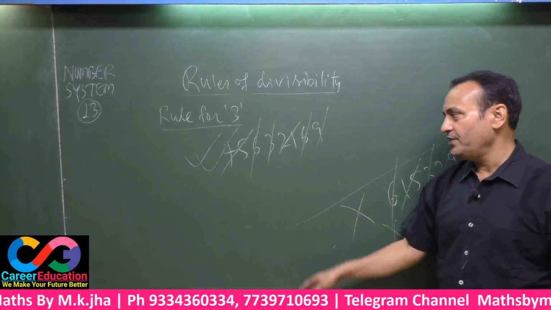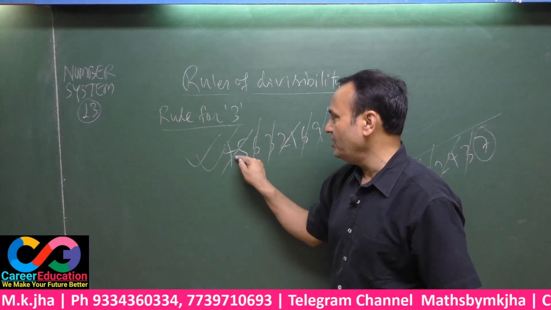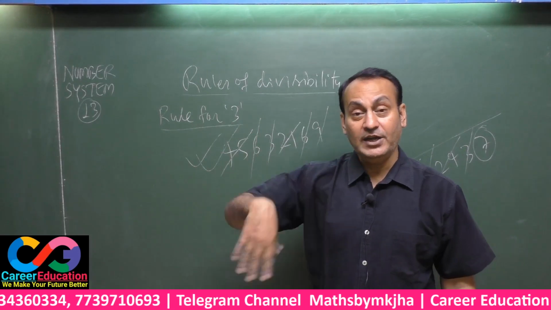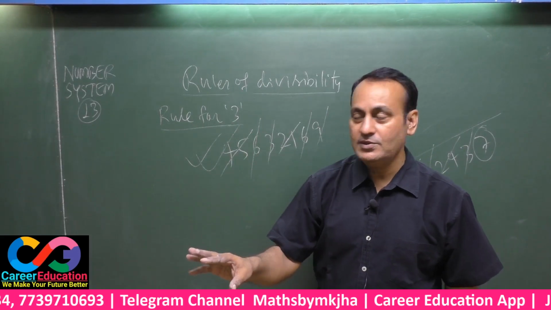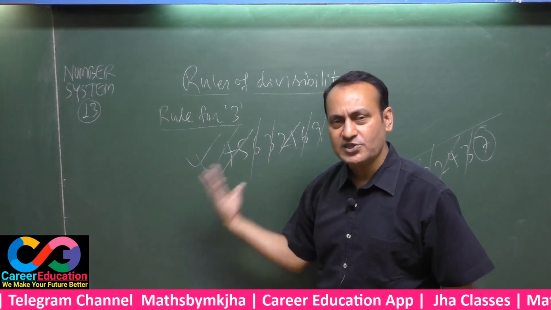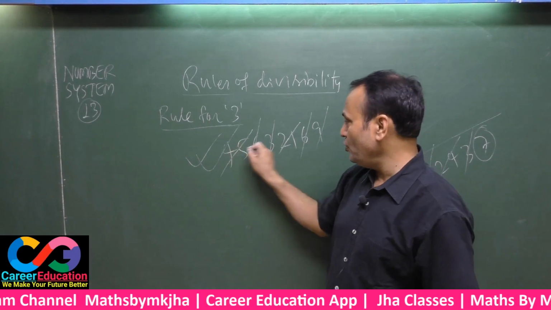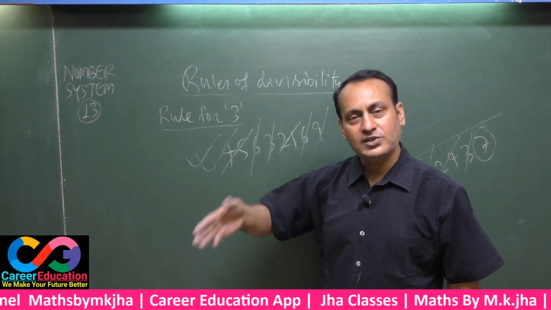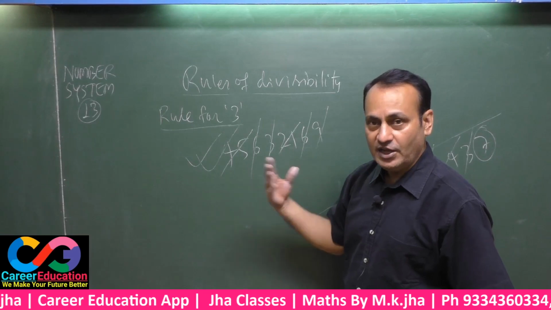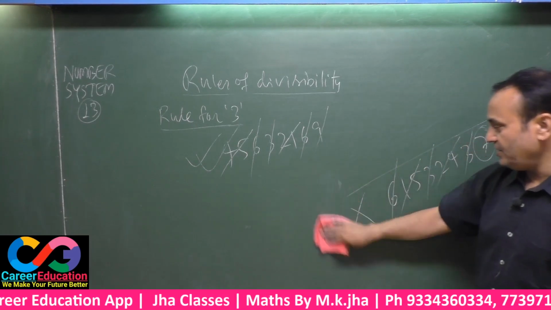One thing you must remember here: if 0 remains anywhere, even after that the number is divisible. Since 0 remains, this doesn't matter. 0 plus 4 is still 4. That's why if 0 remains in between anywhere, certainly the number is divisible by 3, if no other digit is remaining there.